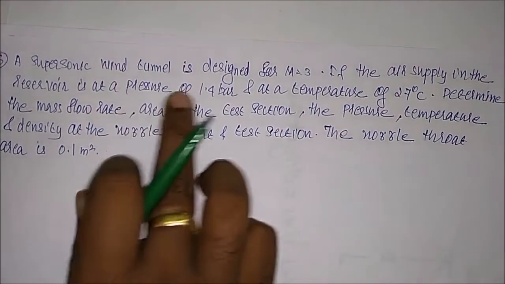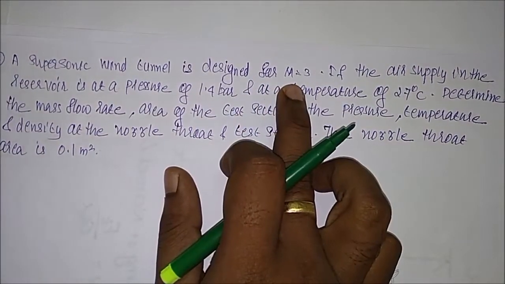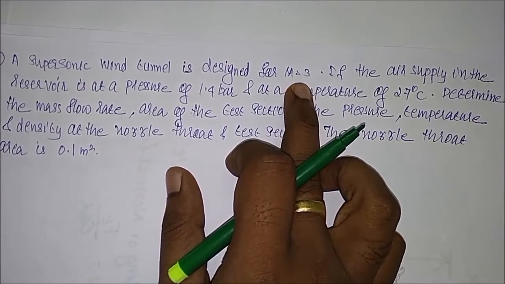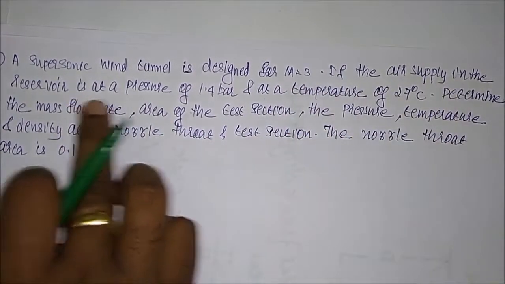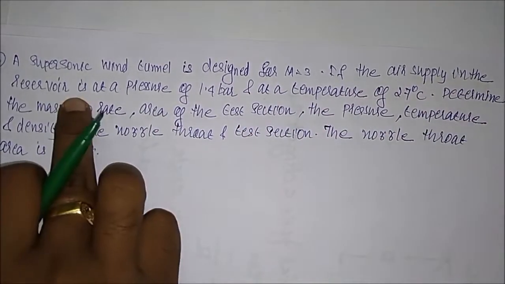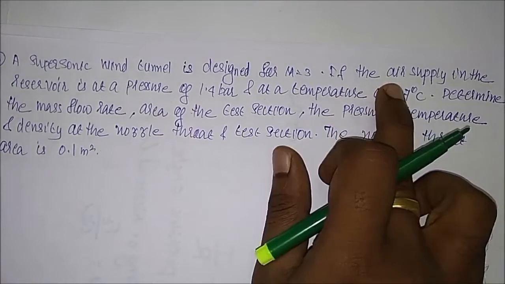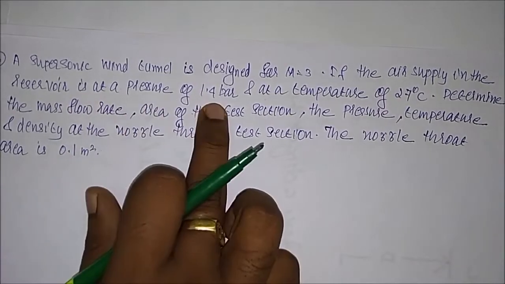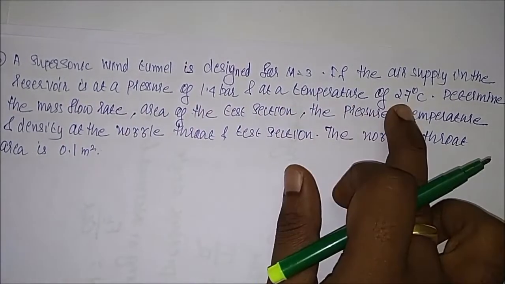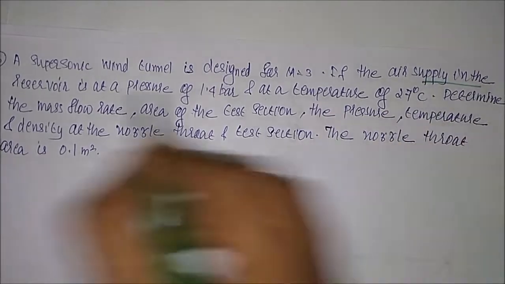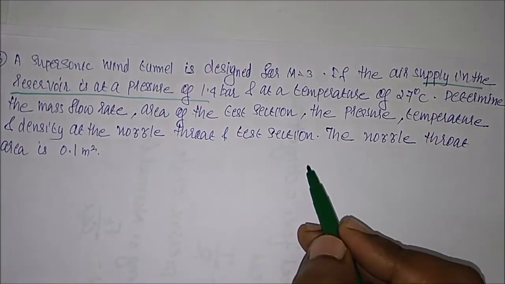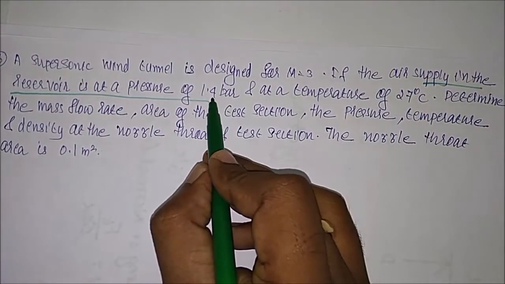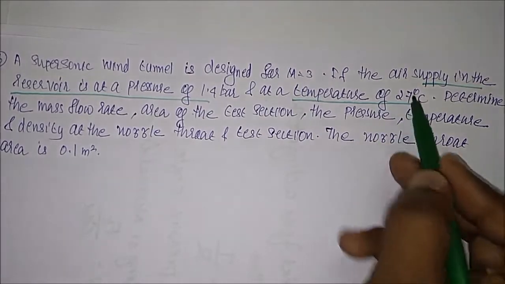A supersonic wind tunnel is designed for Mach number equal to 3. If the air supply in the reservoir is at a pressure of 1.4 bar and a temperature of 27 degrees Celsius, the reservoir is at stagnation condition. Therefore, stagnation pressure is equal to 1.4 bar and stagnation temperature is equal to 27 degrees Celsius.